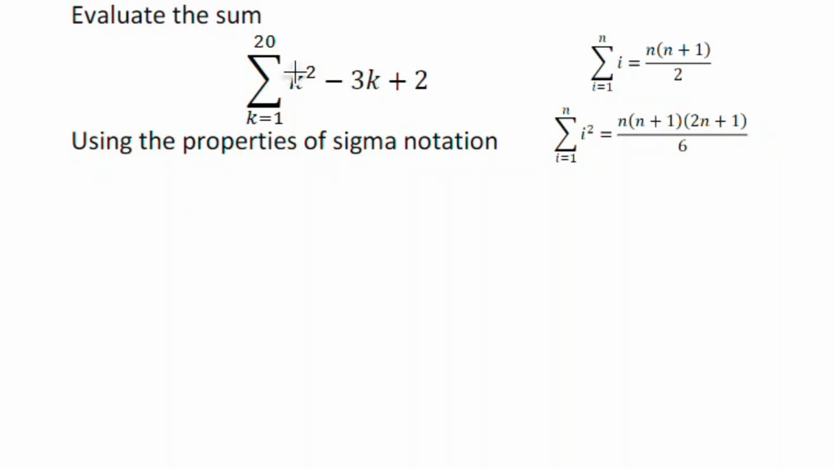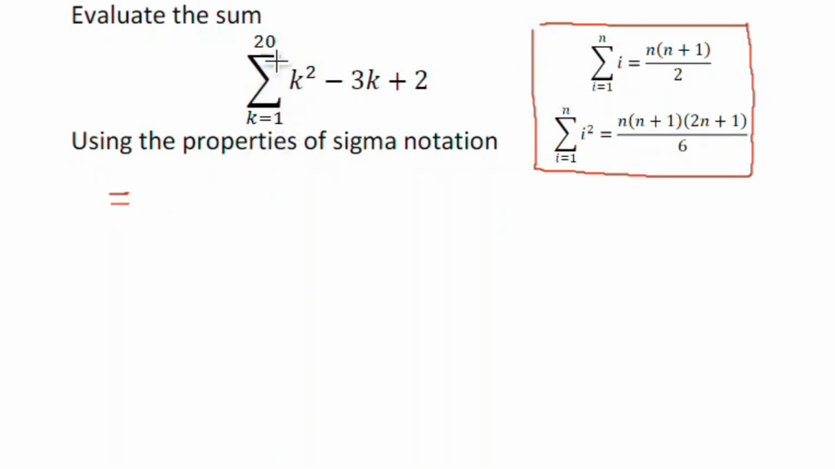We are asked to evaluate this sum given in sigma notation using the properties of sigma notation. Over here I have copied two useful formulae that we're going to need so that we can refer to those as we do this. If you're not sure where these come from, then look back at the previous section of notes. Now, evaluating this, the first thing we need to do is to split it up.